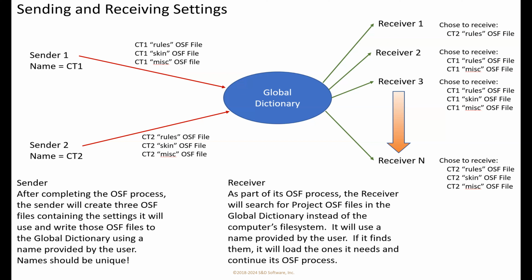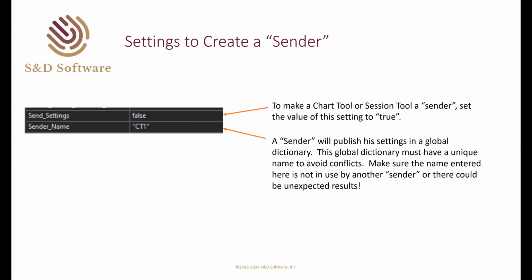So let's go look at the settings required to do this. Basically, to create a sender, there's only 2 settings. You just have to tell it that it's a sender, and then you just have to give it a unique name for the global dictionary that it should create and put its settings into. And it's really as simple as that.